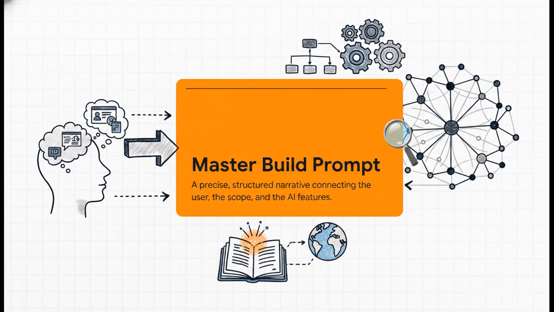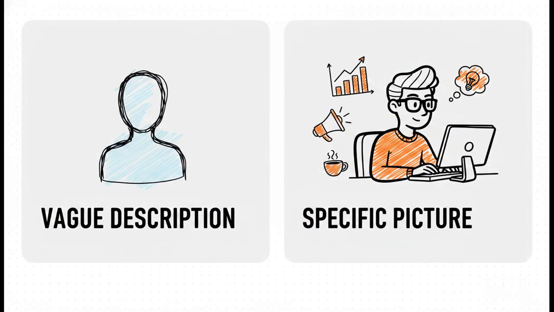master build prompt. Think of it like a director's script for a movie. It's not just a quick outline, it's a continuous, structured narrative. It ties together the user, the boundaries of your scope, and the AI features into one cohesive picture. And writing the script, it always starts by vividly defining your specific user, rather than just defaulting to broad, generic categories. Let's look at how that specificity totally changes the game.